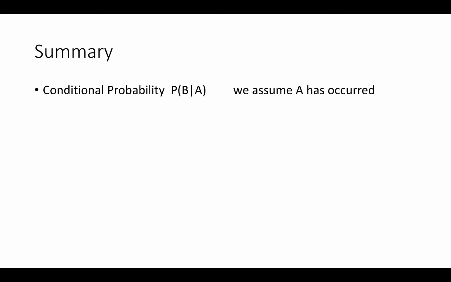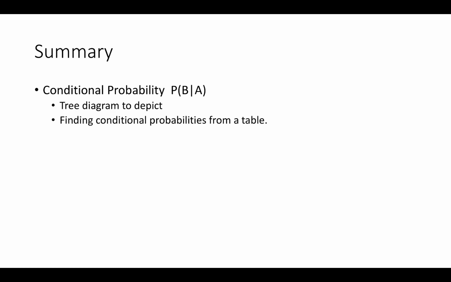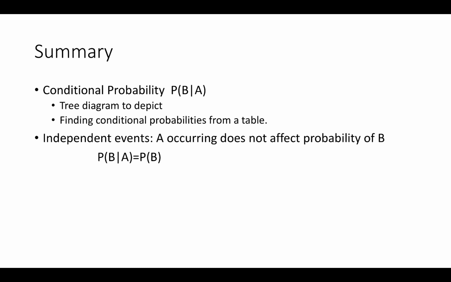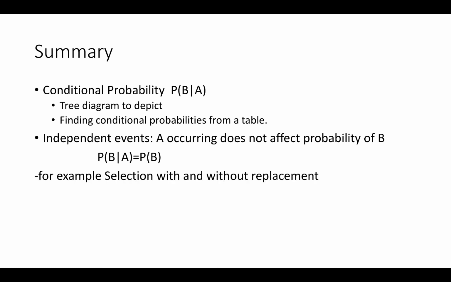So to summarize, we've looked at the conditional probability of B given A, where we assume A has occurred. We looked at a tree diagram to depict these probabilities and outcomes, and we also found conditional probabilities from a table with our drug test example. We looked at independent events where the probability of one having occurred doesn't affect the probability of the other. Coin flips were a prototype example. And also if we're making selections with replacement, the outcomes are independent. If it's without replacement, we saw that they can be dependent.